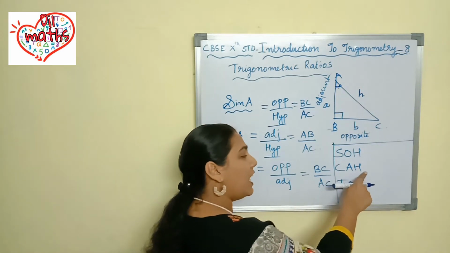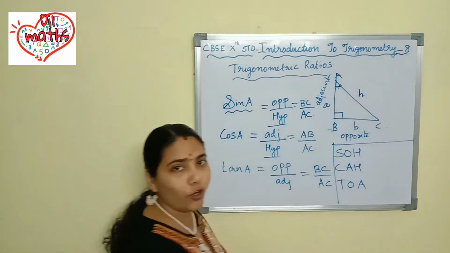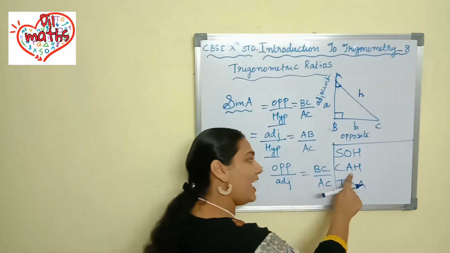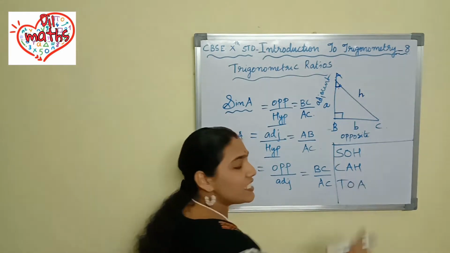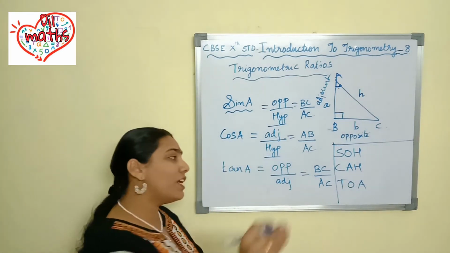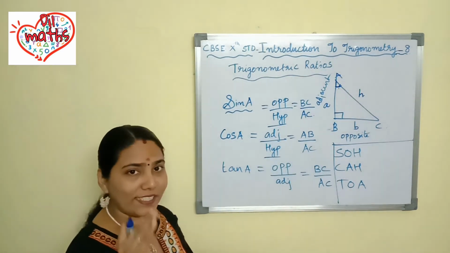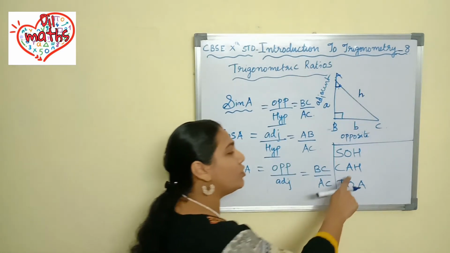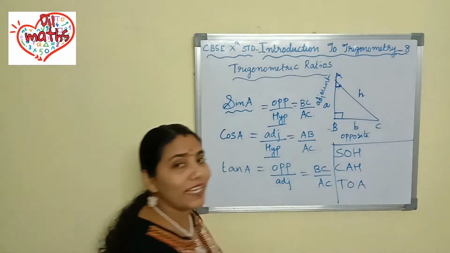And what about CAH? C stands for cosine. A stands for adjacent, H stands for hypotenuse. So cosine is equal to adjacent divided by hypotenuse.